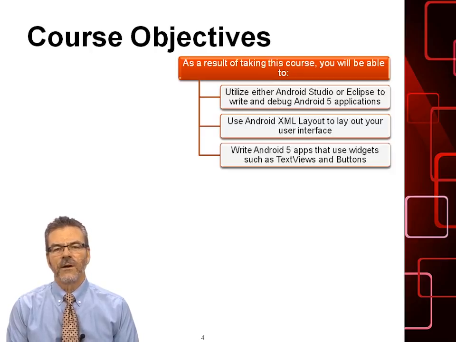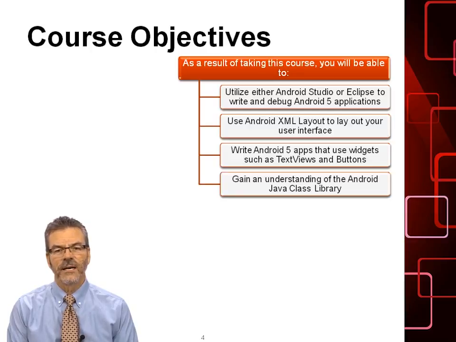You'll also learn to write Android 5 apps that use widgets. And you say, well, wow, what's a widget? One example is something called a text view that allows you to display text on the screen, or a button that allows you to touch a button and receive information in your program saying, hey, the user touched this button.